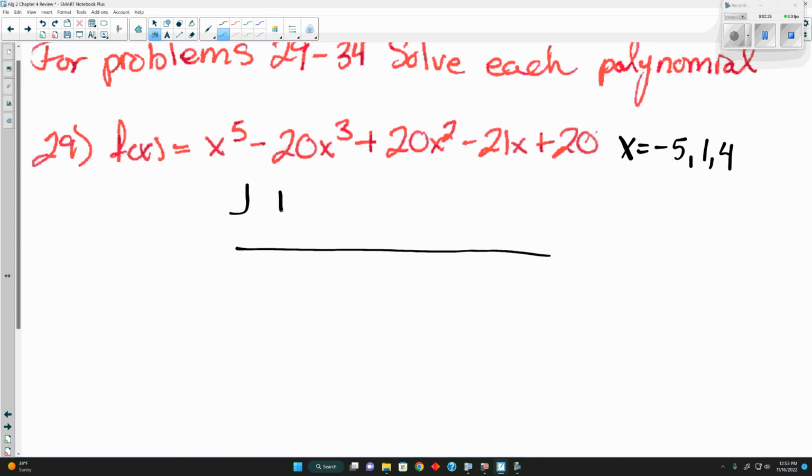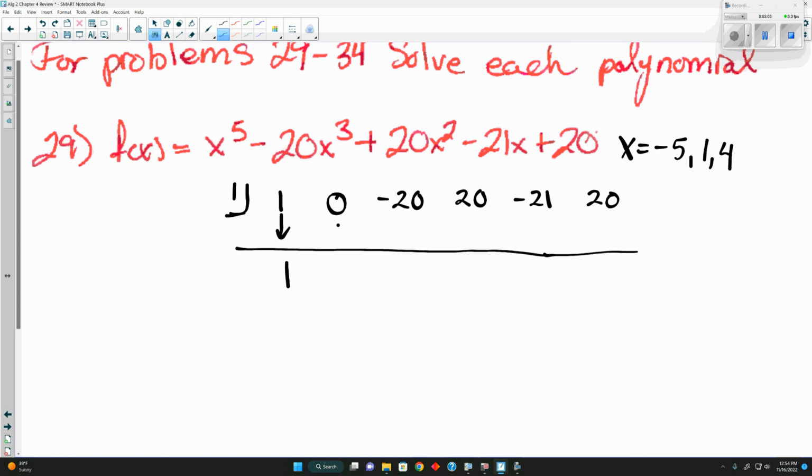Now for synthetic division, to get it down to a quadratic, we would have 1 for x to the 5th, 0 for x to the 4th, -20 for x to the 3rd, 20 for x squared, -21 for x, and 20 for our constant term, and we'll bring down the 1. Which one of these 3 values do we want to use first? Because we have 1, -5, or 4, so we can do 1 first. And we'll go through and do synthetic division with 1.